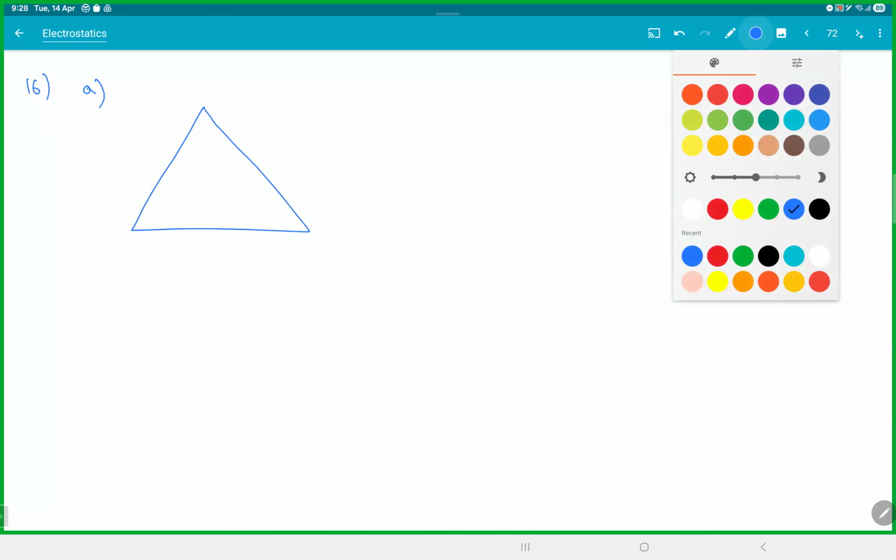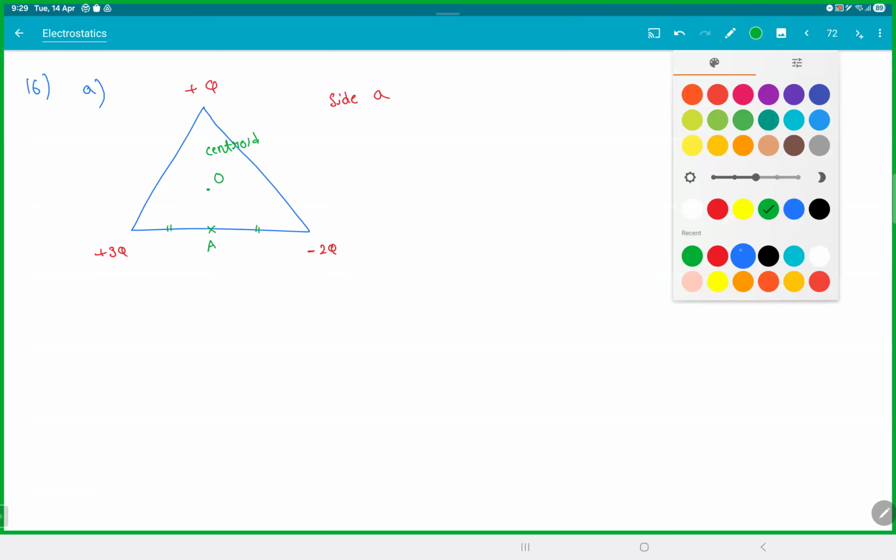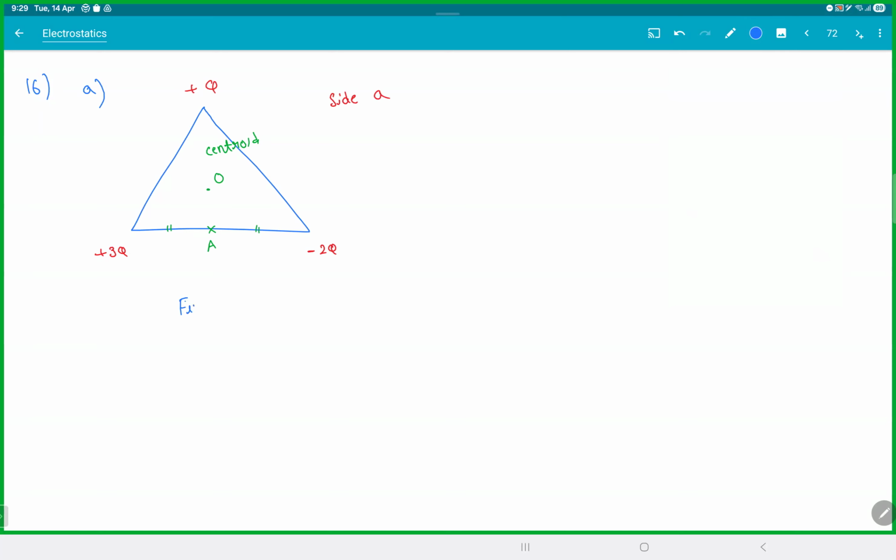So we have an equilateral triangle, we have plus q, we have minus 2q, we have 3q. This is side A. O is the centroid. This is point A, which is a midpoint. Find the potential at O and A due to the three charges. Remember, it is a scalar quantity, so there's no direction. You can directly add it up.